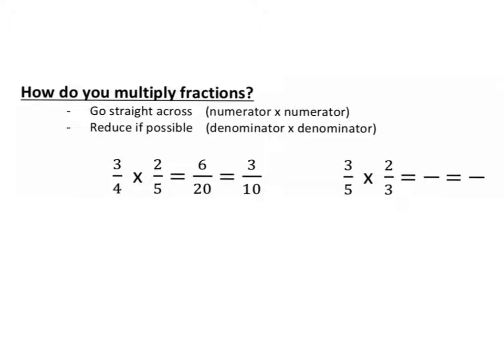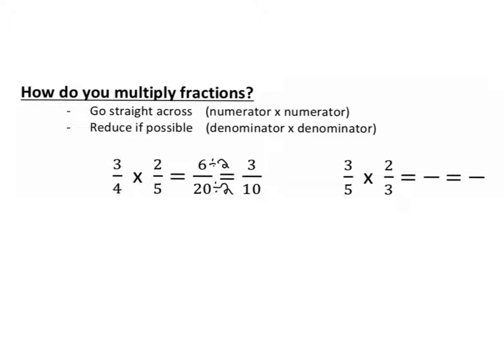As you can see in this first example, we go 3 times 2, and that gives us 6. Then we do 4 times 5, and that gives us 20. Now our second rule says to reduce if possible. Both of these numbers, 6 and 20, are able to be reduced by 2. So we're going to divide by 2, and that will leave us with 6 divided by 2 gives us 3, 20 divided by 2 gives us 10.